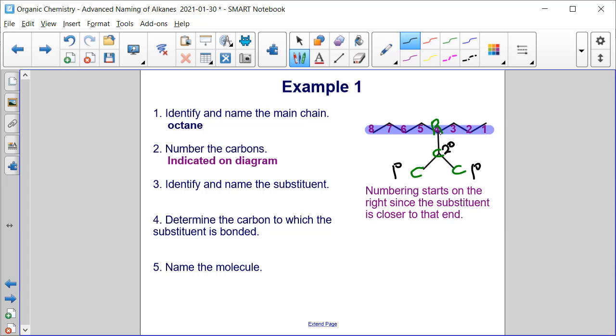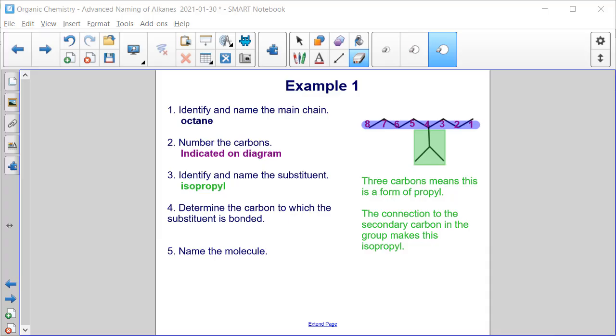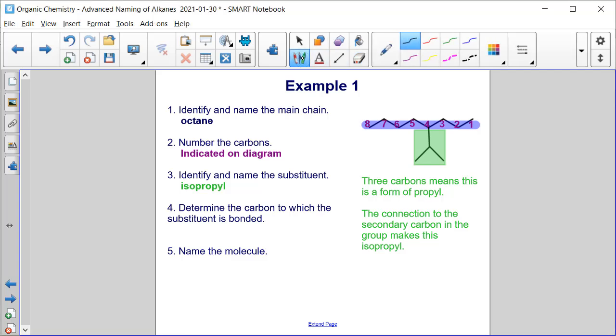So this substituent connects to the parent group through a secondary carbon, and the substituent contains 3 carbons. So a 3-carbon group is a propyl group. And when a propyl group connects to the main chain via a secondary carbon, then we call that isopropyl. Okay, so the substituent is an isopropyl group. In green is a summary of that. So 3 carbons, 1, 2, 3, means that it's a form of propyl. The connection to the secondary carbon in the group makes it isopropyl. So which carbon is that substituent bonded to? Well, we've already done the hard work of determining that, right? It's on carbon number 4.